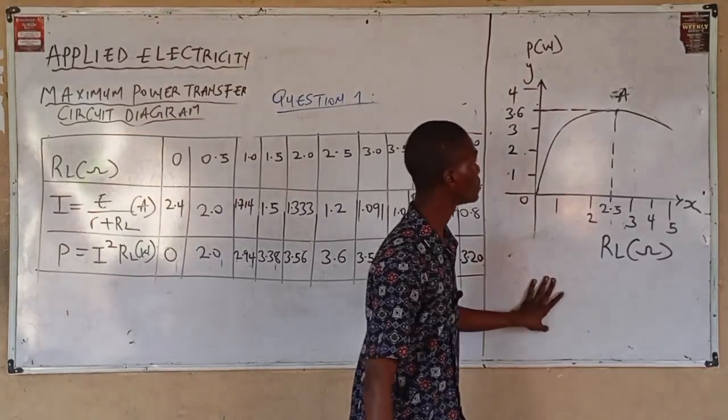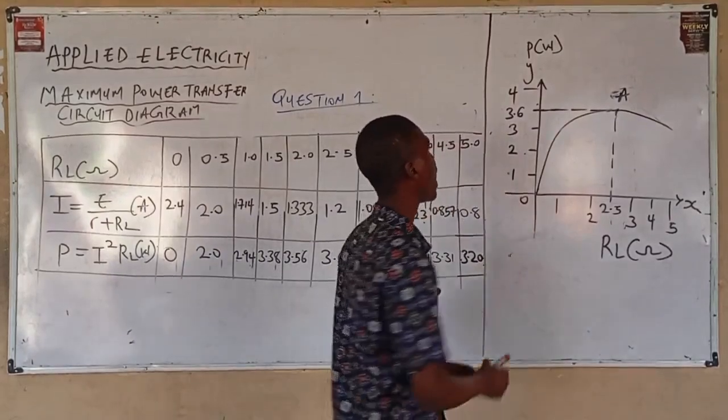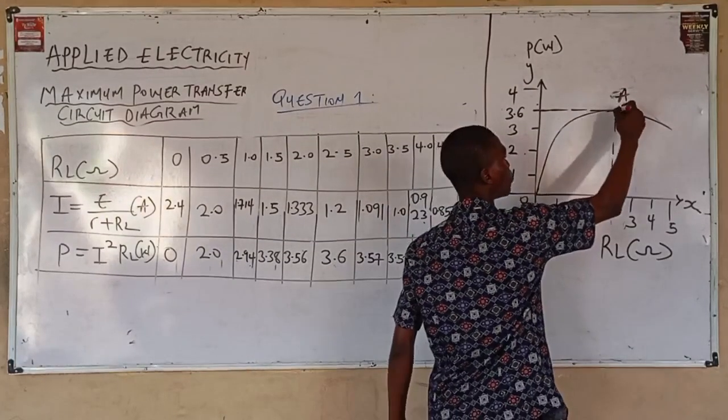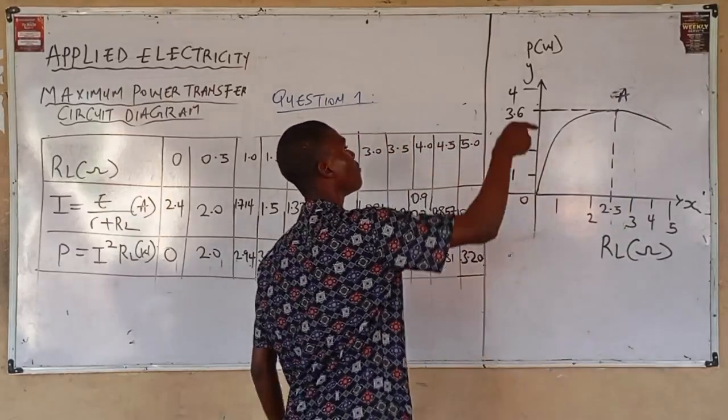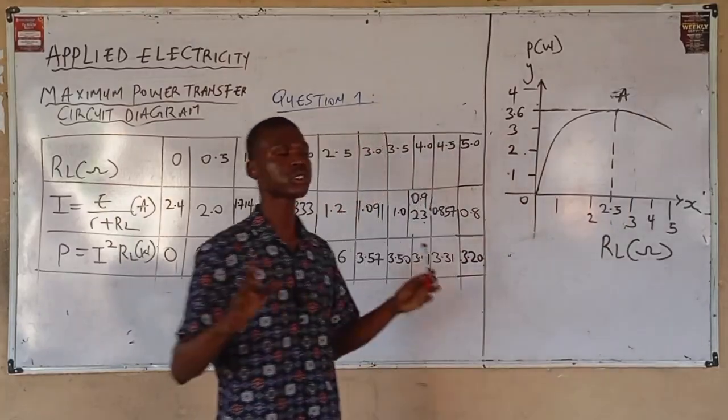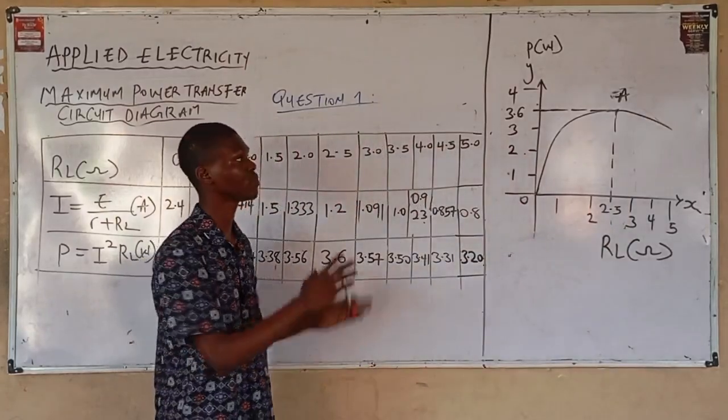Similarly, from your graphical representation, you can see that at this point, say point A, we have the maximum value, right? Okay, let's use the idea of mathematics to explain this.